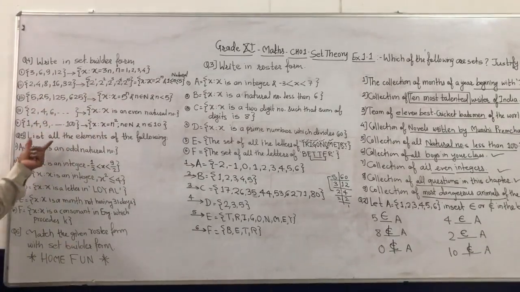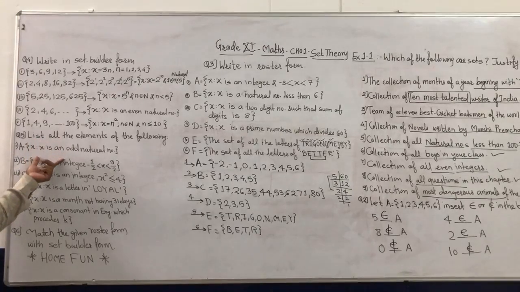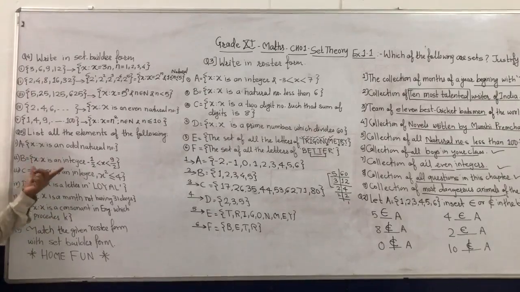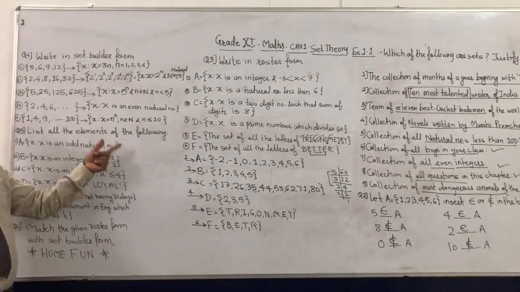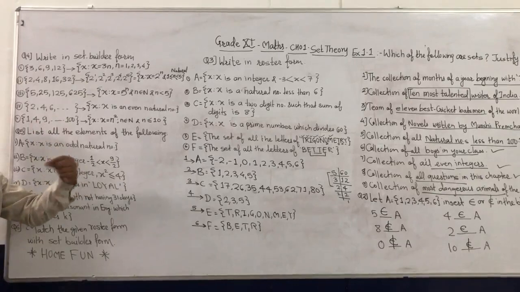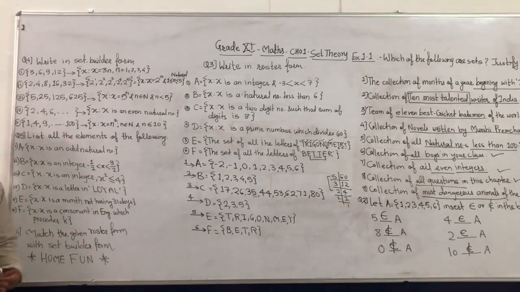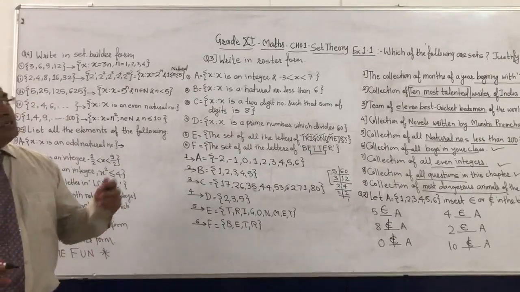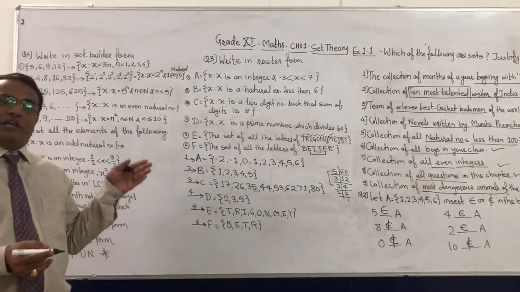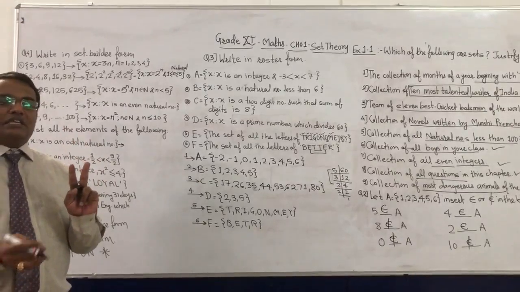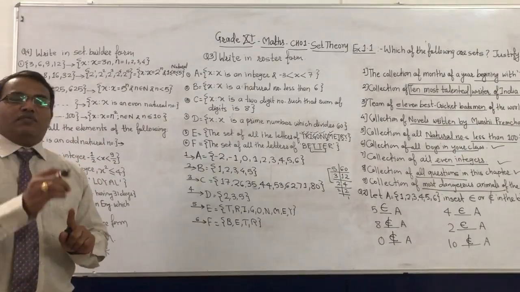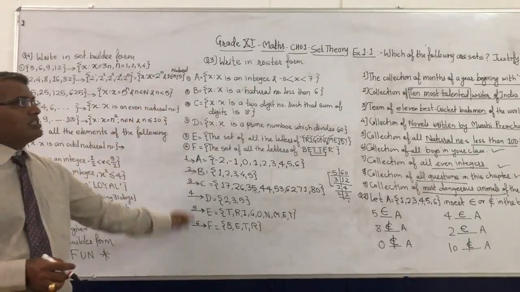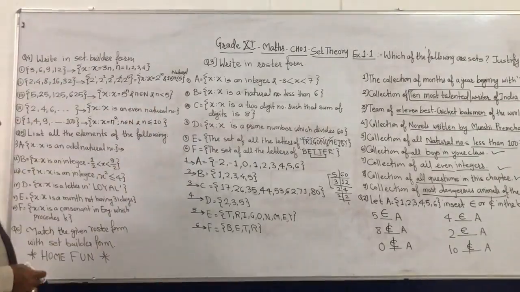Now, what is next? List all the elements of the following. Again, all the elements means what? Set builder form, and all the elements means we have to write every element by putting commas, that is, in roster form. Again, I am reminding you, Exercise 1.1 is based on only two concepts: the definitions of different kinds of sets, and the set builder and roster forms.